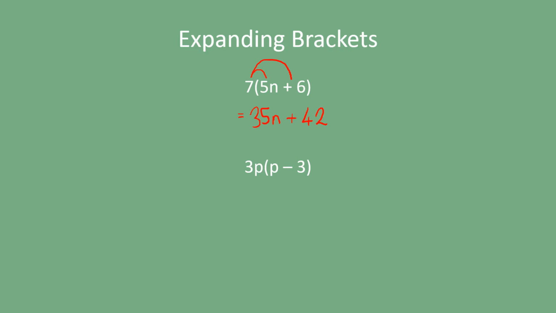What about this second example? 3p times p. So I'm going to go 3, and then p times p is p squared. And then that's it for that first bit. Then I'm going to do 3p times minus 3. So it's going to be a minus, 3 times 3 is 9, and then p. So 3p squared minus 9p. And that's as far as we get. So I'd like you to copy down those 2 examples, and then unpause when you're ready.